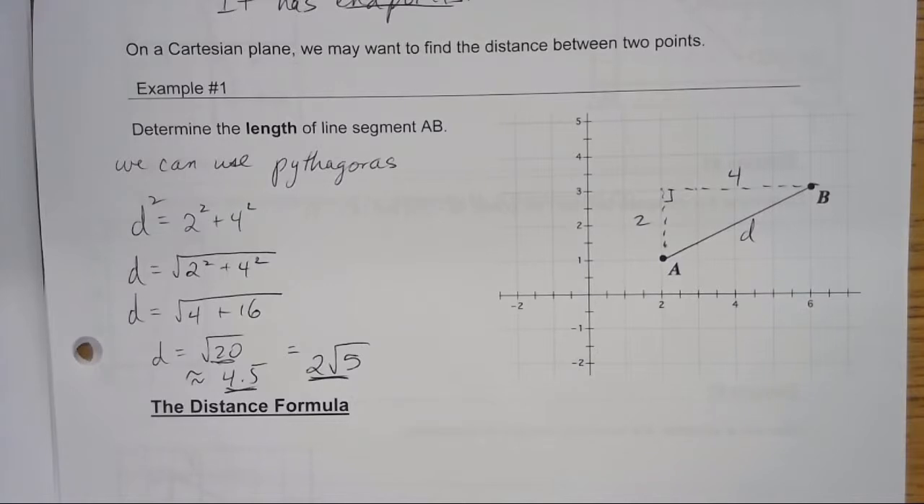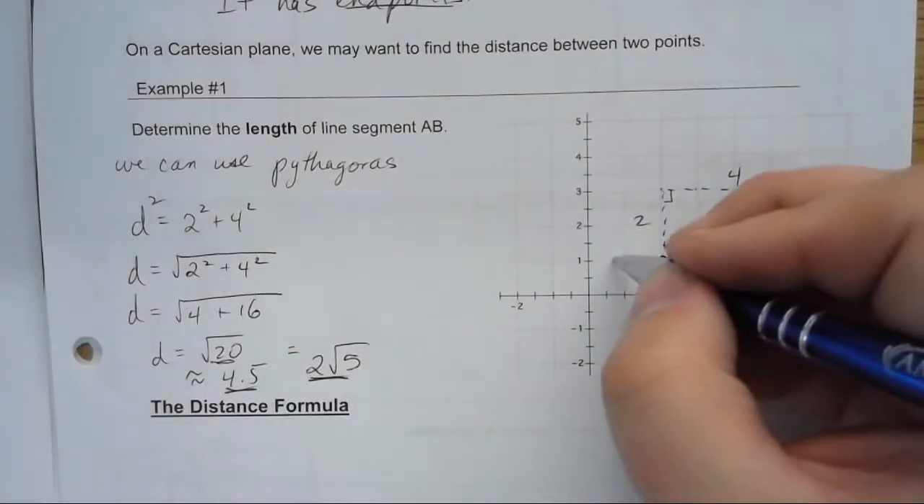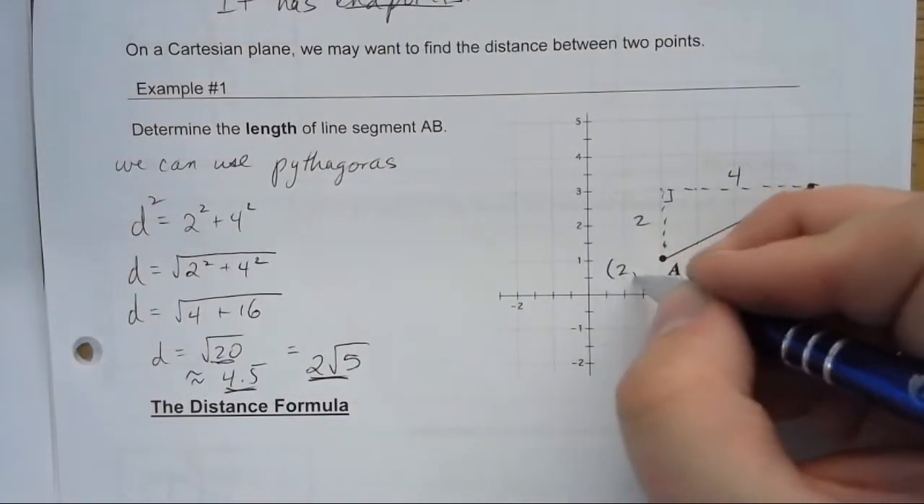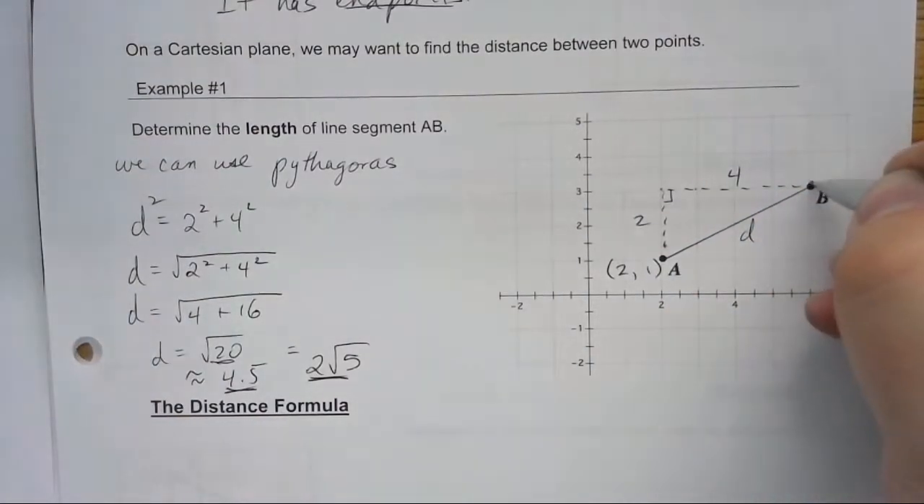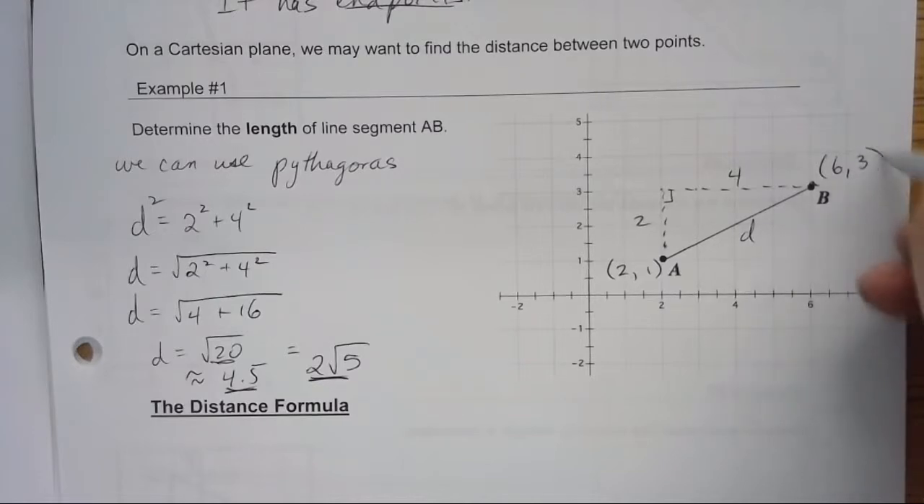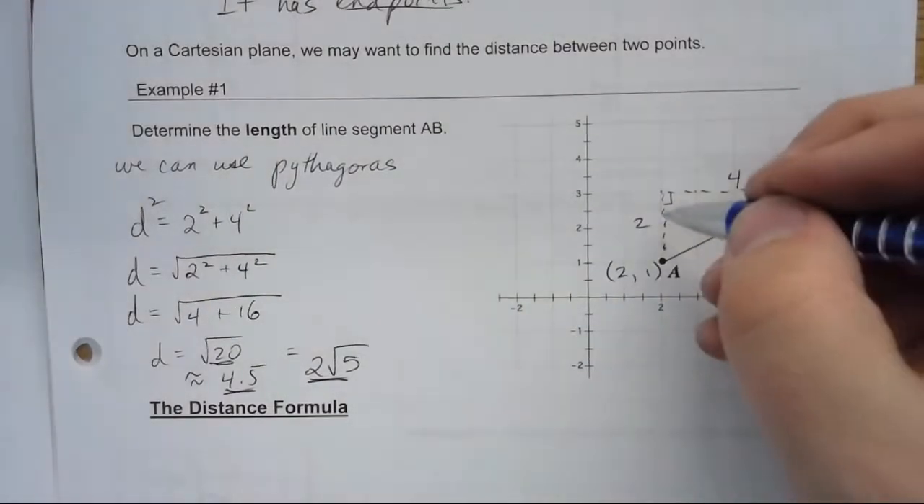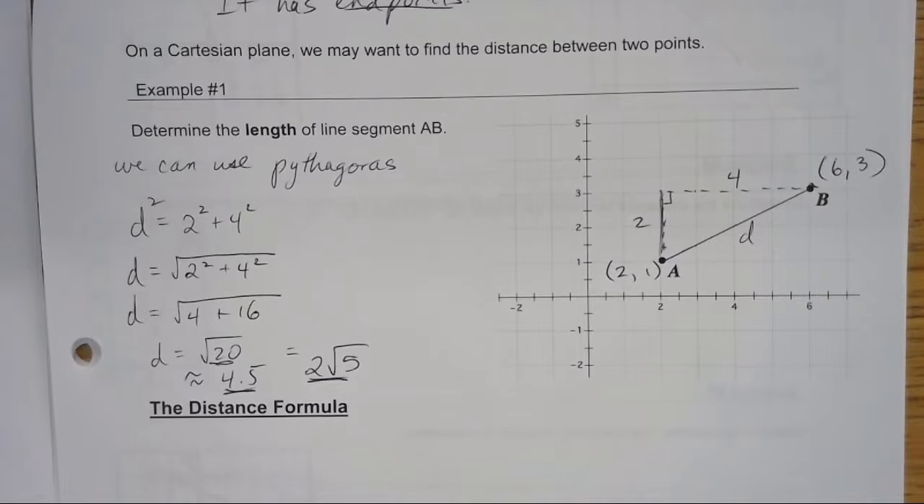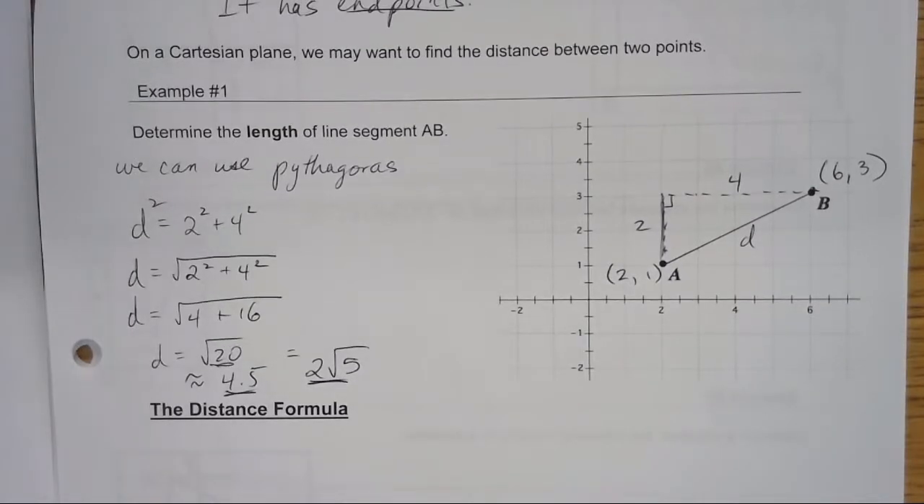Okay? Now, let's think about this in a different way. A is a point. It has coordinates. Those coordinates are 2, 1. B is a point with coordinates. Its coordinates are 6, 3. How did I figure out that this line was 2? Well, I counted the things. But what if I wasn't looking at a picture? What if I just told you the coordinates?